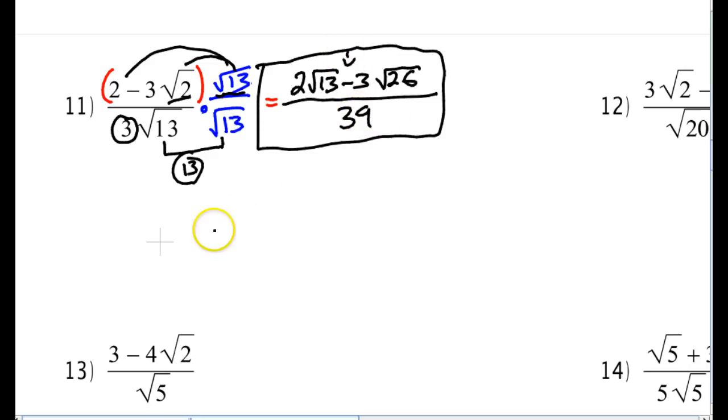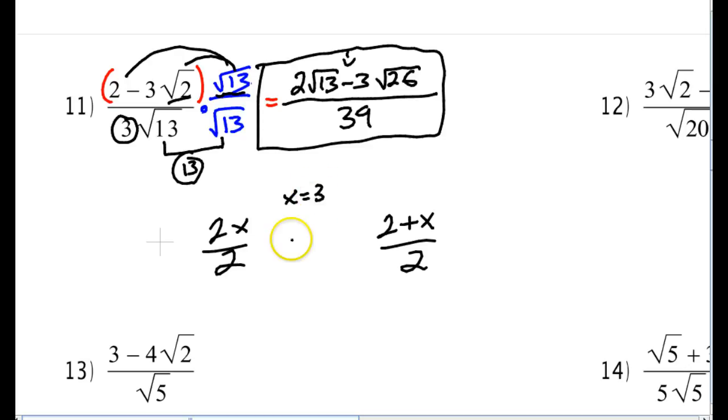So I gave this example of 2x over 2 and 2 plus x over 2. And I said, well, you should get the same answer whether you use the shortcut of canceling or not. So like on here, if I plug in 3, I get 2 times 3 over 2, so 6 over 2, which is 3. Do you get the same answer if you just cancel these out? Yeah, you get 3. So it's okay to cancel when it's multiplying.